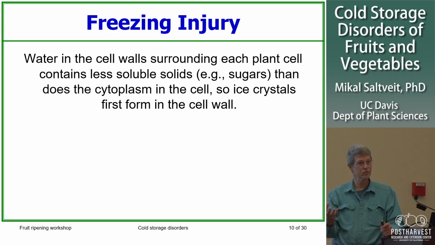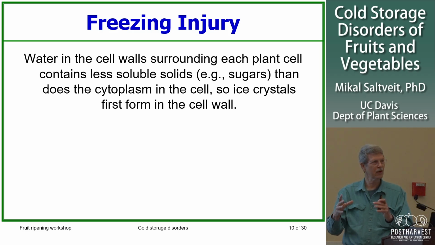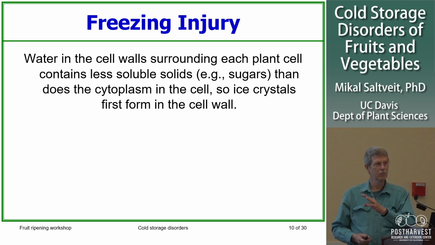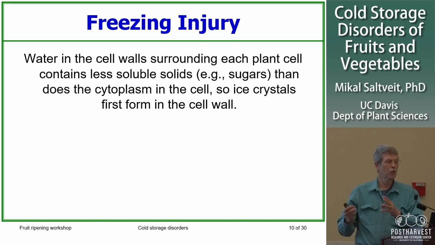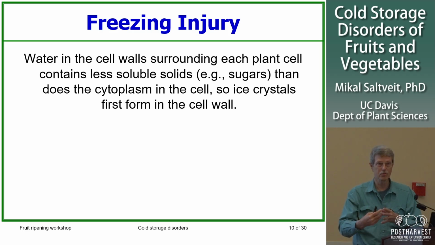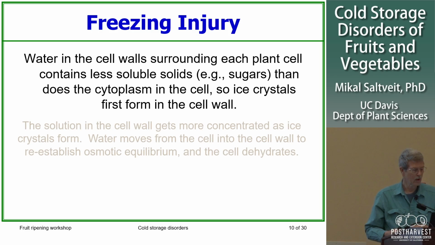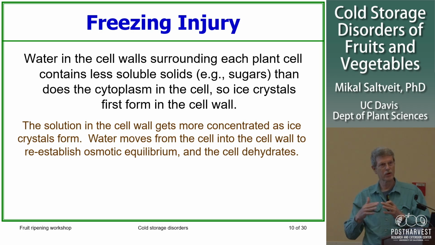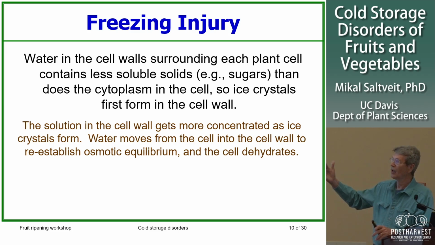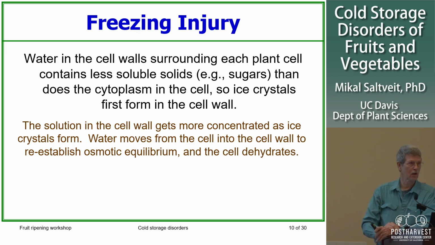So if you have an ice crystal formed and it's pure water, what happens to the other solutes in that container? They get concentrated, right? So as the water in the cell wall, being the purest water, freezes first, the water outside the cell becomes more concentrated. And what does that do? Because of osmotic changes, because of the concentration, you get a water movement out of the cell.